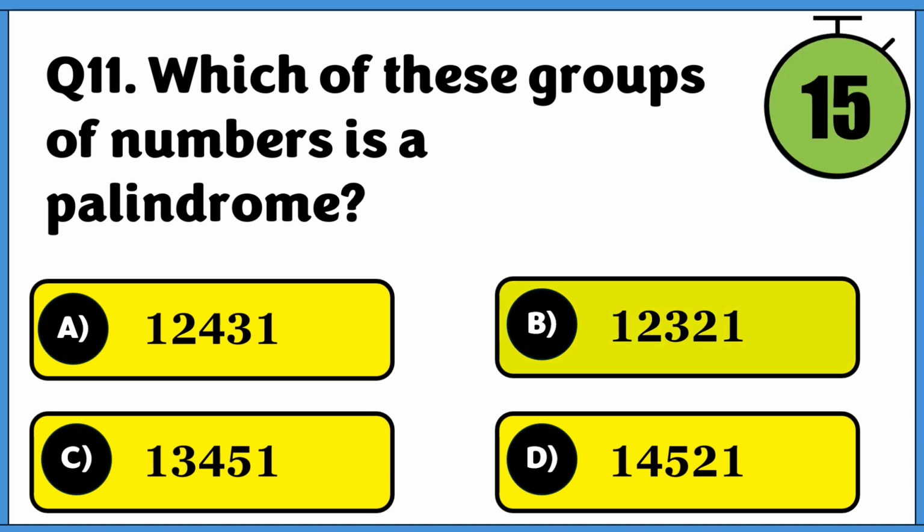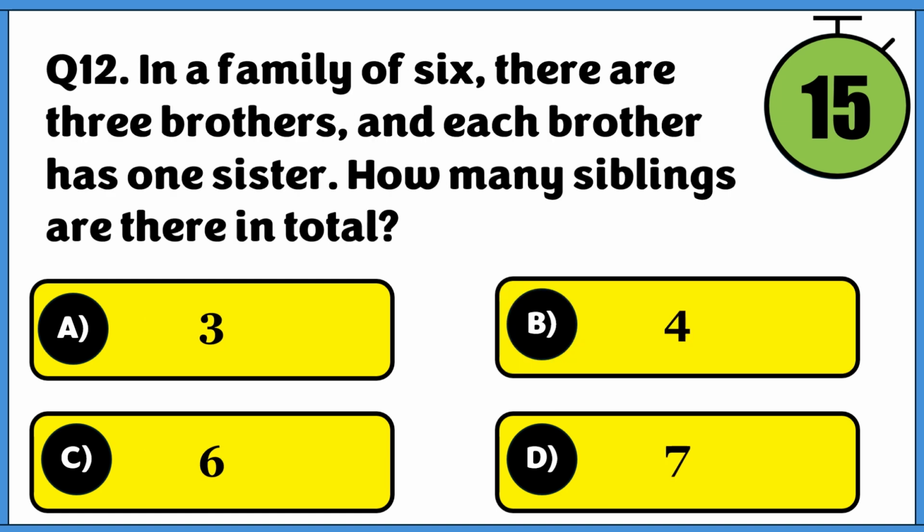The correct answer is B, 12,321. It reads the same both ways, which is what a palindrome does. Question 12. In a family of 6, there are 3 brothers, and each brother has 1 sister. How many siblings are there in total? Is it A, 3, B, 4, C, 6, or D, 7?